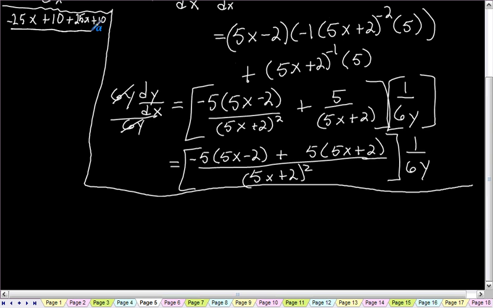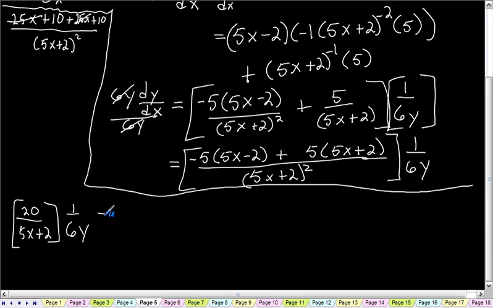The bottom is 5x plus 2 squared, all that multiplied times 1 over 6y. Notice the minus 25x and 25x cancel out. On the top, we're just left with 20. 20 over 5x plus 2. But we're still multiplying that times 1 over 6y. That's still a little simpler than that with dy dx. Let me simplify just a little bit more.